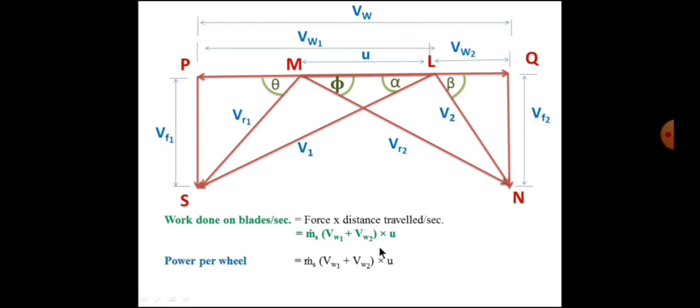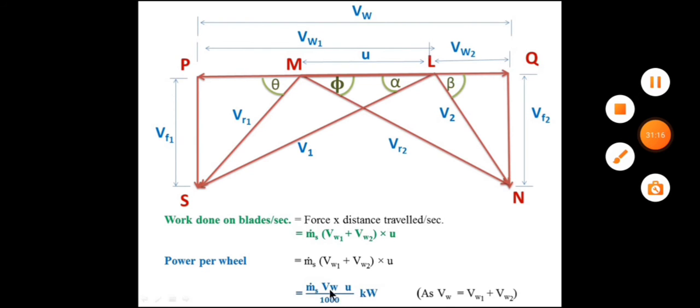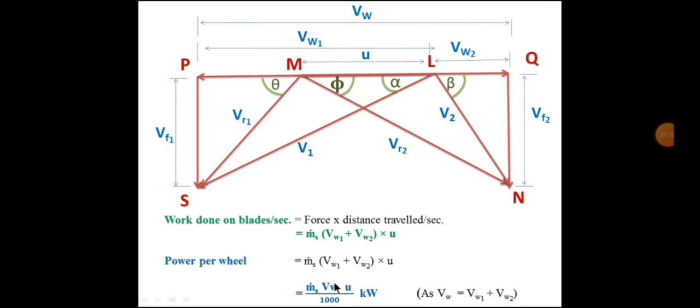Now power can be calculated or derived in such a way that power per wheel equals the same work done on the blades. We just need to divide it by 1000 in order to get the value of power in kilowatts. So here we have written VW in place of VW1 plus VW2, because in the diagram we can see VW1 plus VW2 is giving us VW, the main segment PQ.